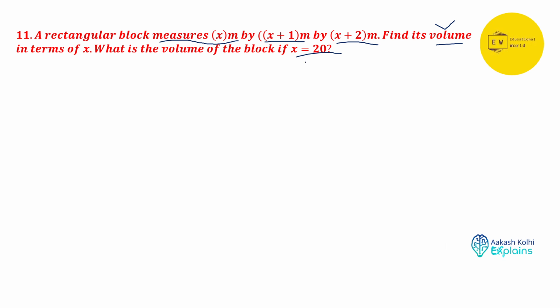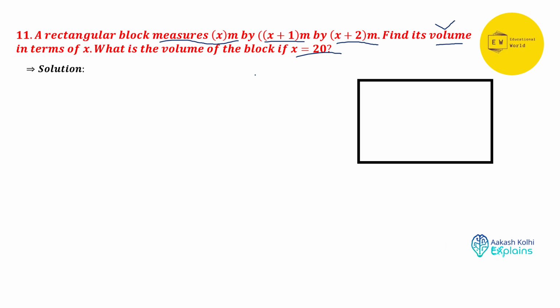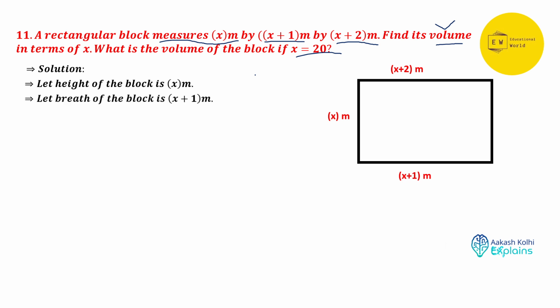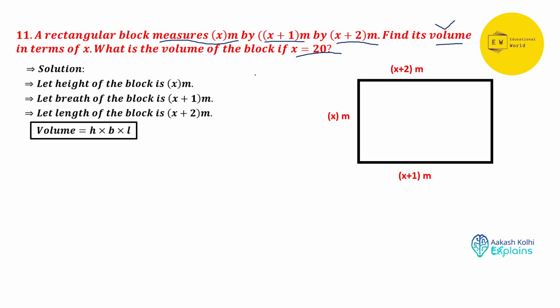So let's move towards the solution. Suppose this is that rectangular block whose one length was x meter, second length was x plus 1 meter, and third length was x plus 2 meter. Now consider the height of the block is x meter, the breadth is x plus 1 meter, and the length is x plus 2 meter, and we have to find the volume. The formula for volume is height into breadth into length.